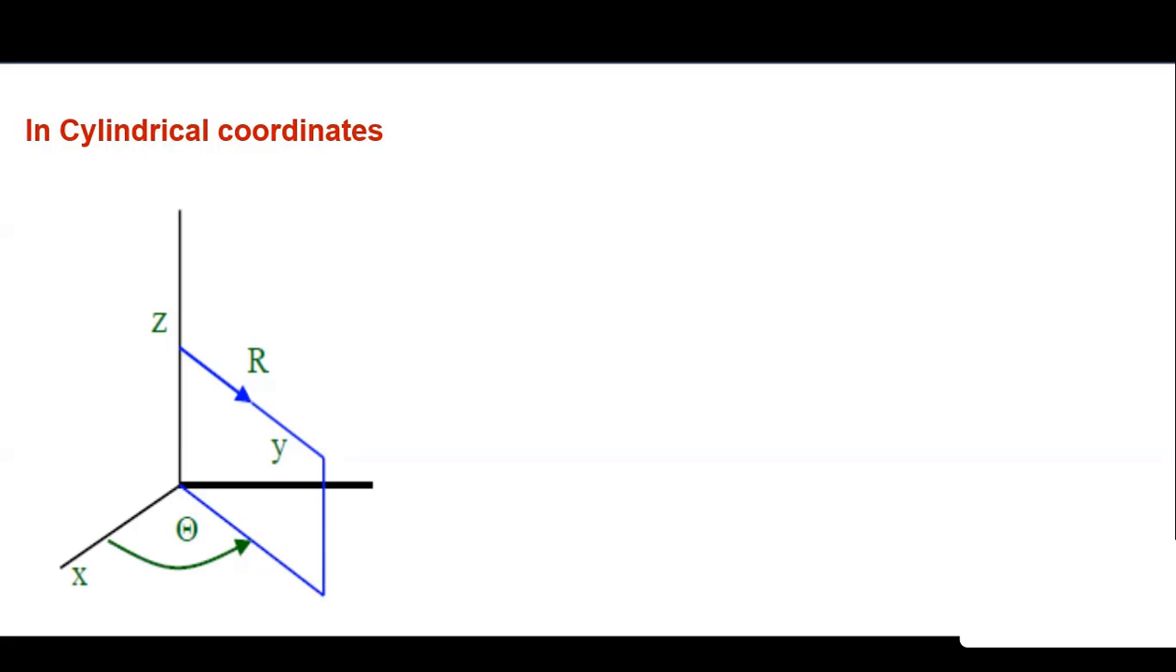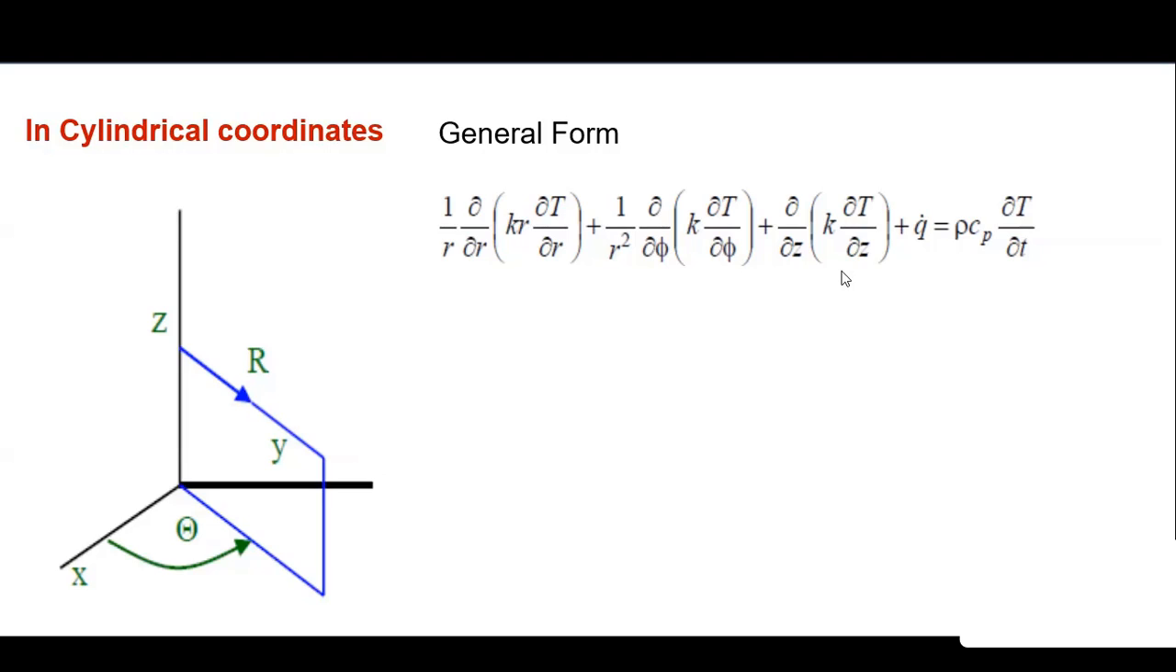In the cylindrical coordinate system, the coordinates are r, that is the radius of the cylinder, z, that is the height of the cylinder, and theta, which shows the angular change. So r, theta, z: if you specify the values of r, theta and z, you can specify a cylinder. In the cylindrical coordinate system, the general form of the heat conduction equation is like this. Once again, it's a big equation, but don't get confused. Similar things are there.